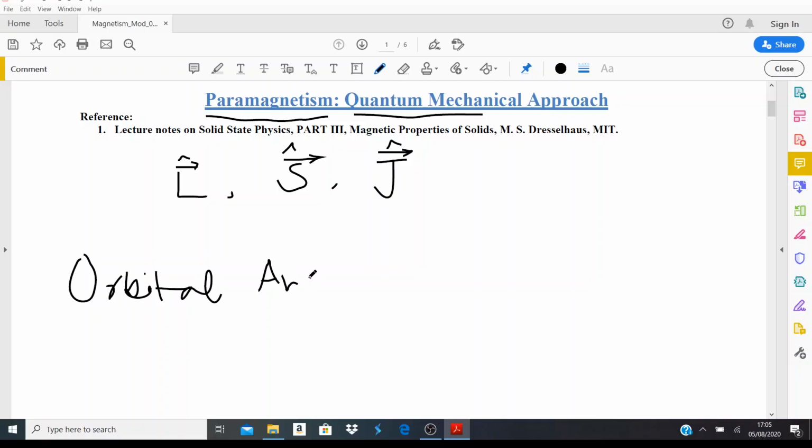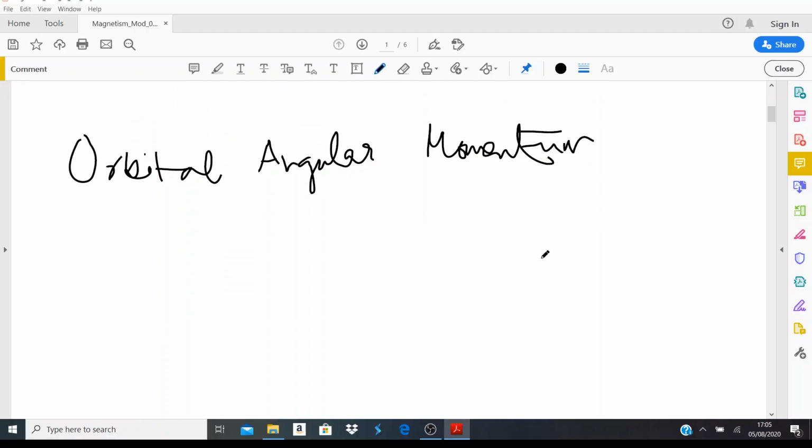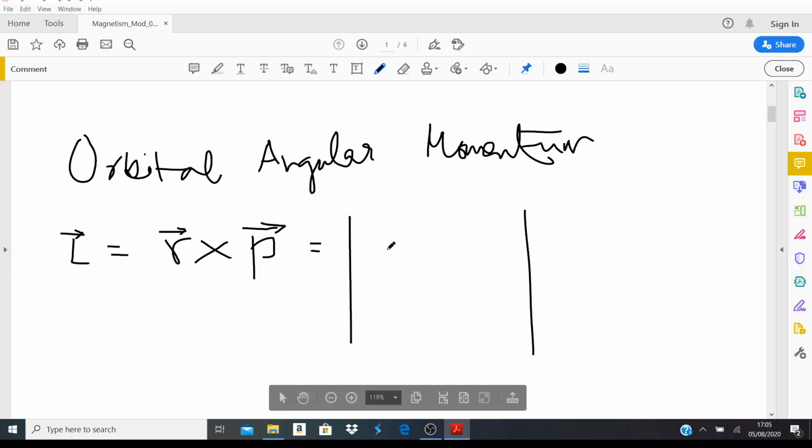Orbital angular momentum, right? So let's try to understand how you define orbital angular momentum in classical physics. You define it as a cross product between the position vector and the momentum of the particle, right? Each of these is a vector in 3 dimensions because we live in 3 dimensions. So how do you define this quantity? Let's say we have to evaluate the determinant, right?